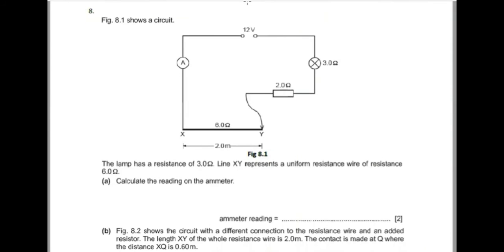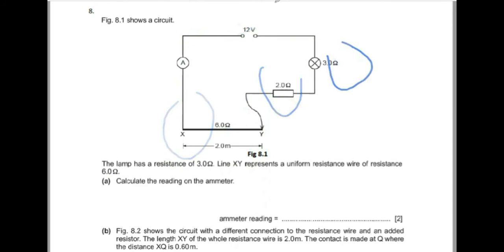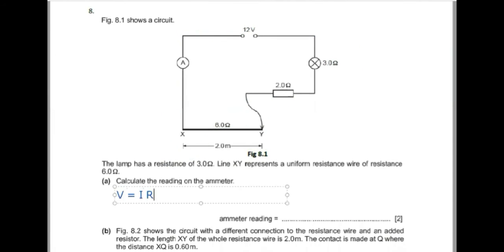And this one, calculate the reading of the ammeter. Be careful with the question: the wire is connected at Y, is it? So the current flows through all of them, 1, 2, 3. So V equals IR. V is 12, I we don't know, R we add all of them. Okay, so you will get 1.09 ampere.